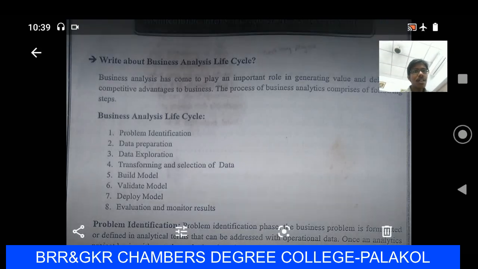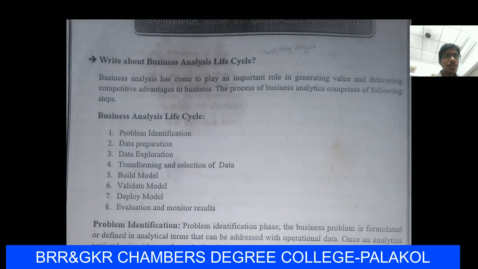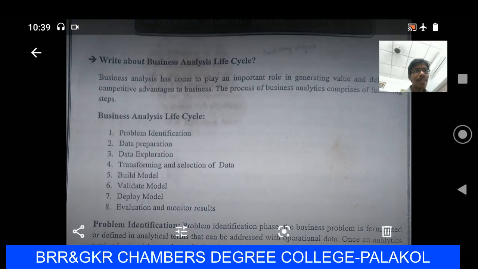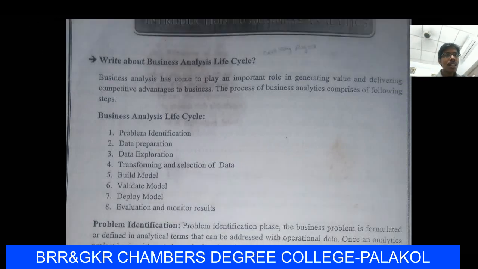These are the different life cycle steps followed in business analysis. This is the process called business analysis that can be followed by business analysts. These are the steps of the life cycle in BA.